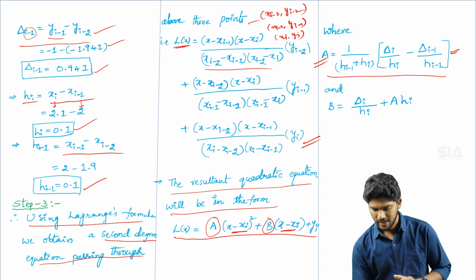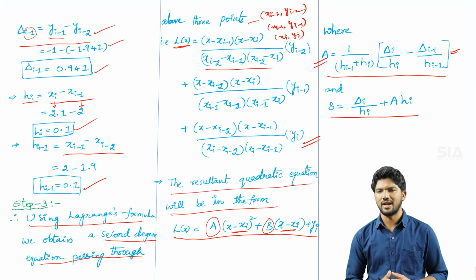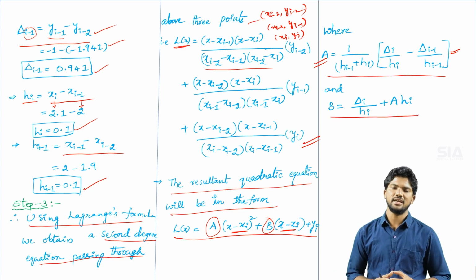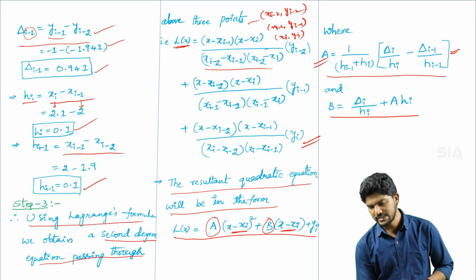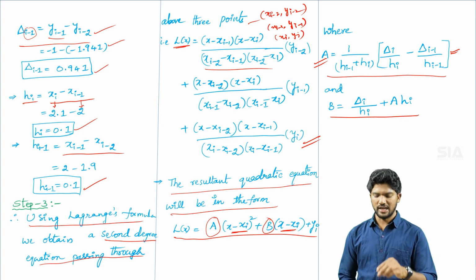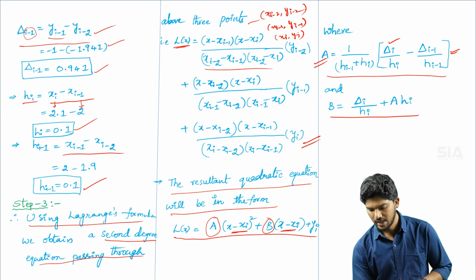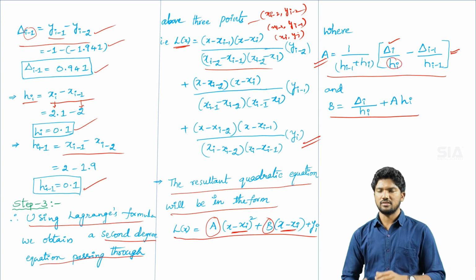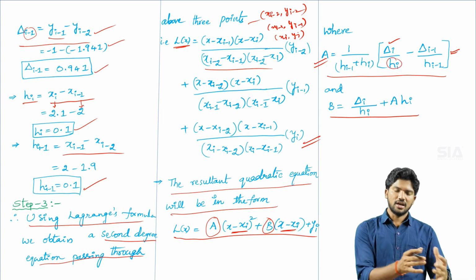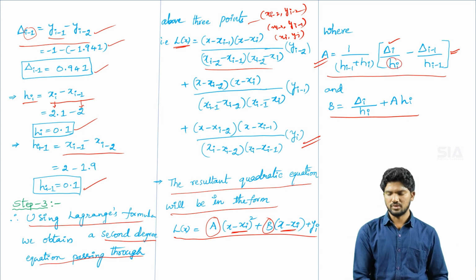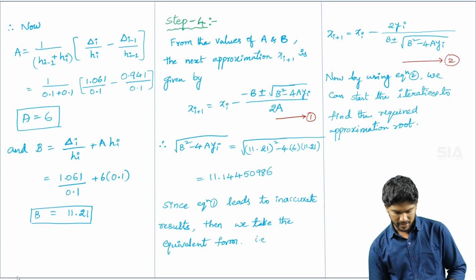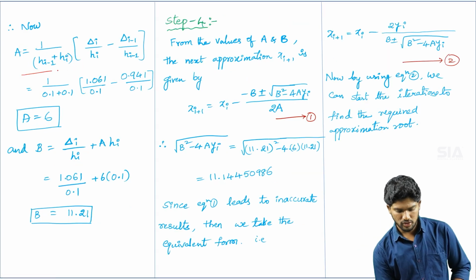Next, for B you have the formula: delta suffix i by h suffix i plus A into h suffix i. These two values you have to memorize. Here you can see you have the delta suffix i value and here you have the h suffix i value. For that purpose only we derived those values in advance. So now substitute those values.